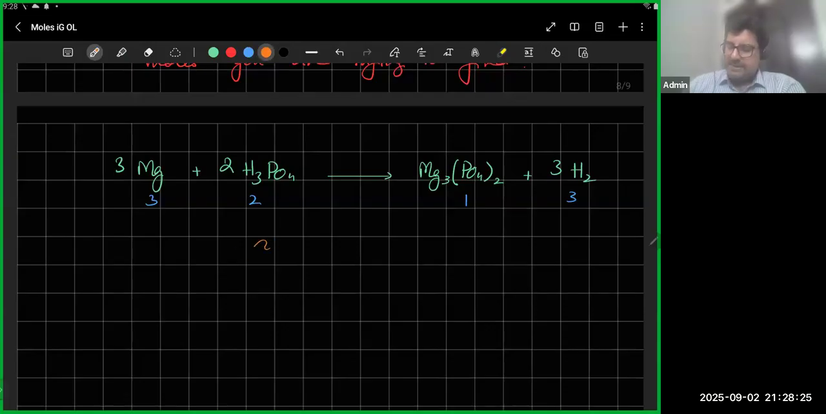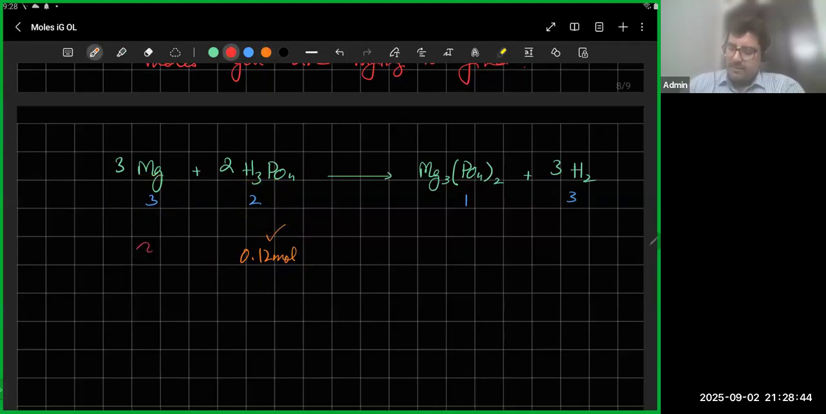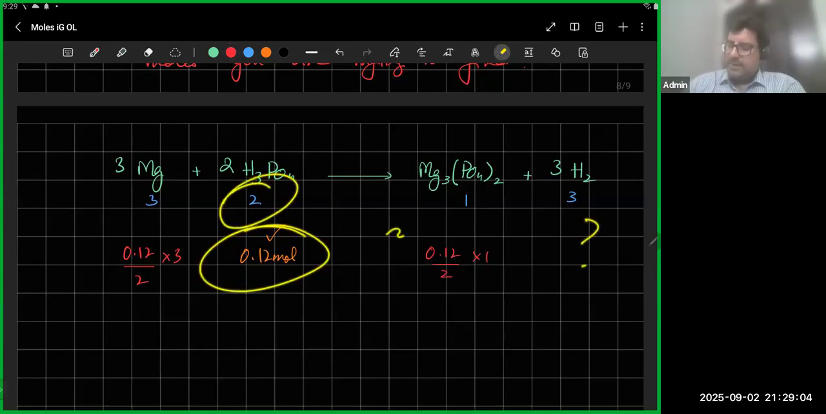So if somebody tells me that this is 0.12 moles, meaning I know one of them, okay? So if I know the moles of any one of the substances, I'll be able to figure out the moles of all the other ones. So what will this one be? 0.12 divided by 2 times 3. What would this be? It's going to be 0.12 divided by 2 times 1. And the last one is going to be 0.12 divided by 2 times 3.